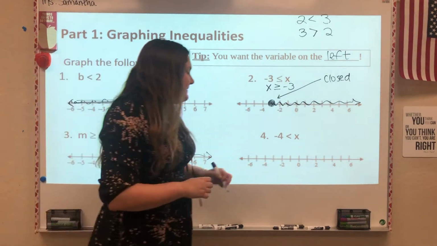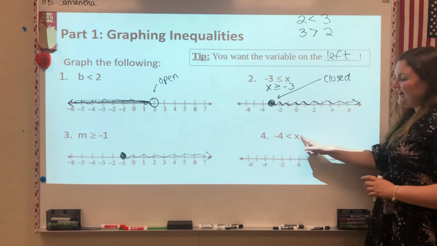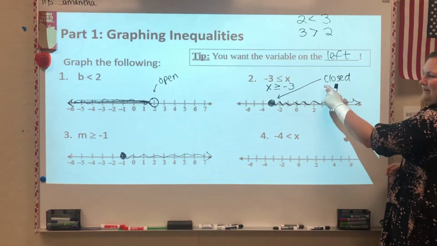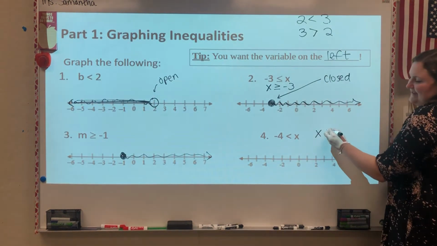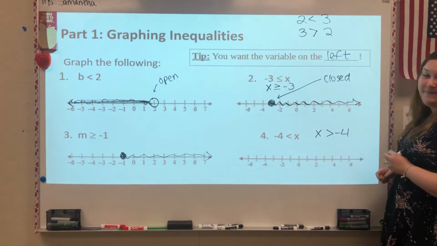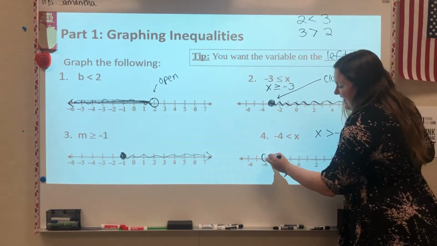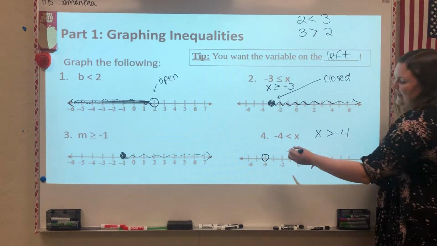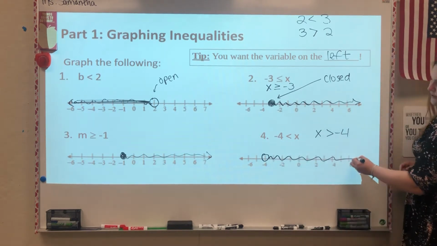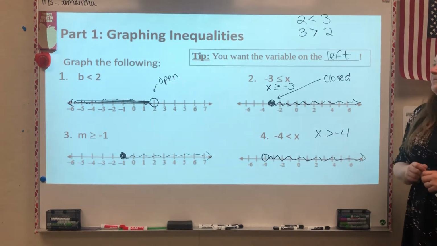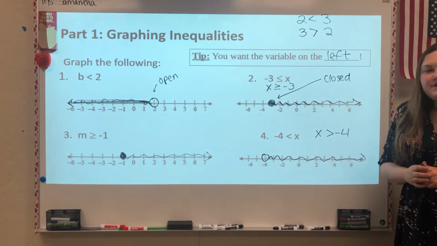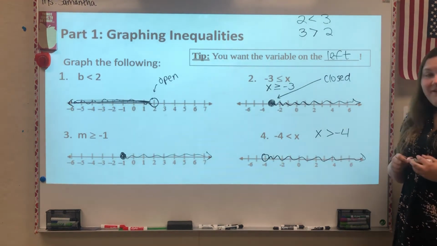All right. Something you could do to help you out is, since the variable's at the end, let's flip it around like we did in this one. Let's say x is greater than -4. That makes it easier to see. I would want an open circle on -4, and I would want to shade the numbers that are greater, which would be this direction. This is the first part on graphing inequalities.